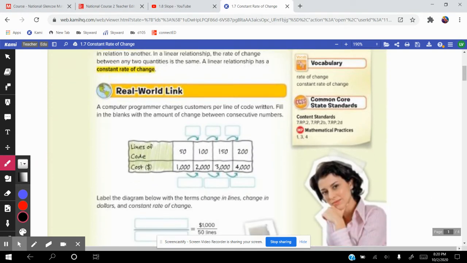Real World Link. A computer programmer charges customers per line of code written. Fill in the blanks with the amount of change between consecutive numbers. The top portion is lines of code. It goes from 50 to 100 to 150 to 200. So each time we are increasing by 50.